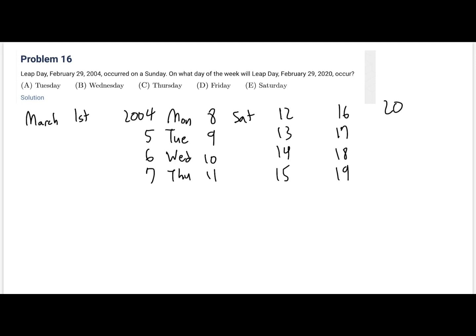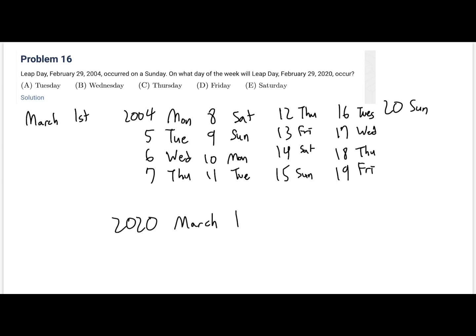So it's Saturday, Monday, Tuesday, Wednesday, Thursday, Friday, Saturday, Sunday, Monday, Tuesday, and then skip Wednesday and Thursday, Friday, Saturday, Sunday, skip Monday, Tuesday, Wednesday, Thursday, Friday, skip Saturday, Sunday. So 2020, March 1st equals a Sunday. So February 29th would be one day before that, so it's Saturday. So it's Saturday, it's E.